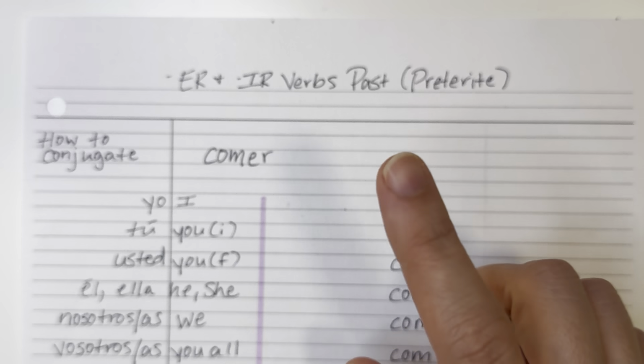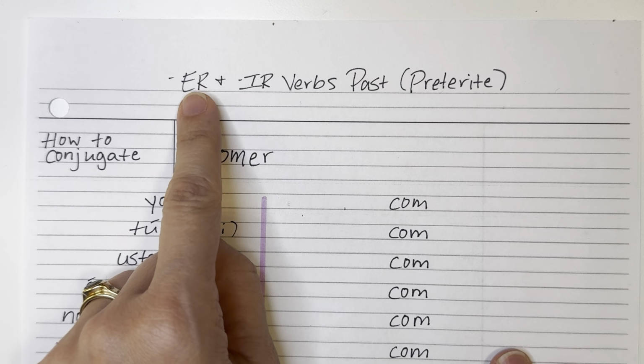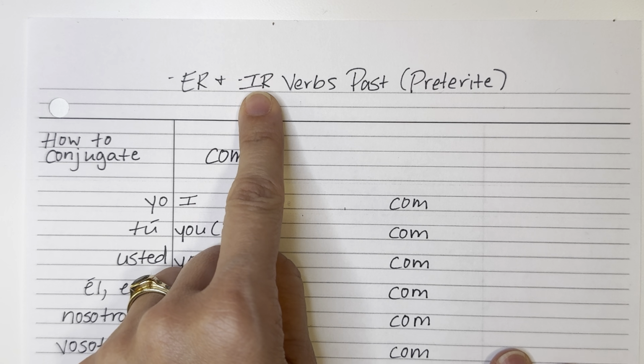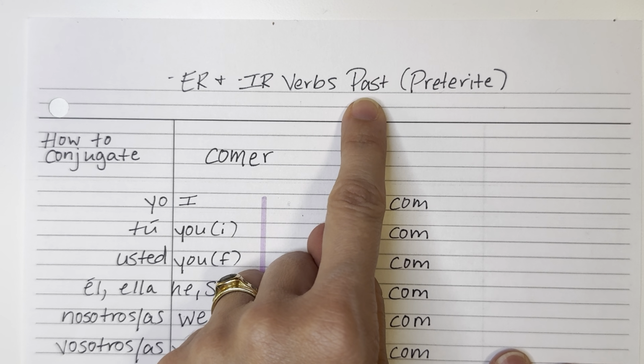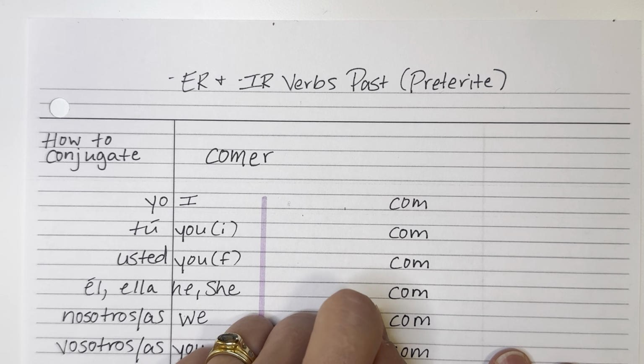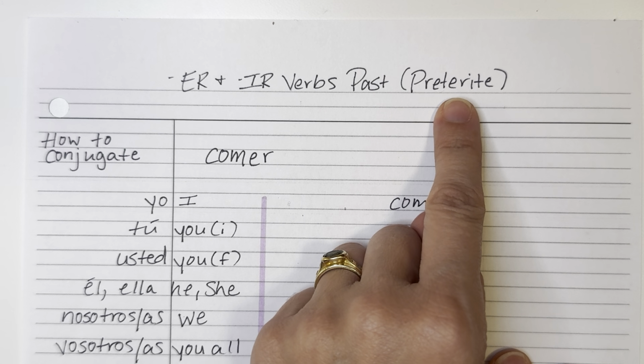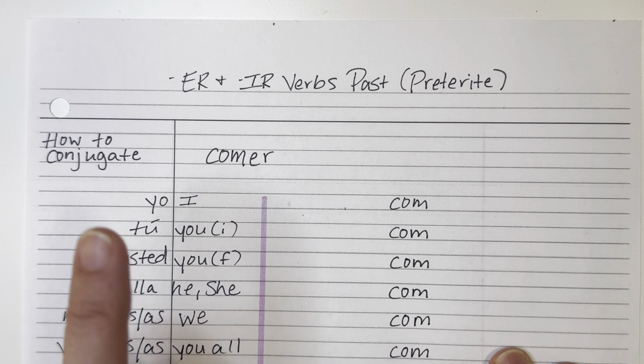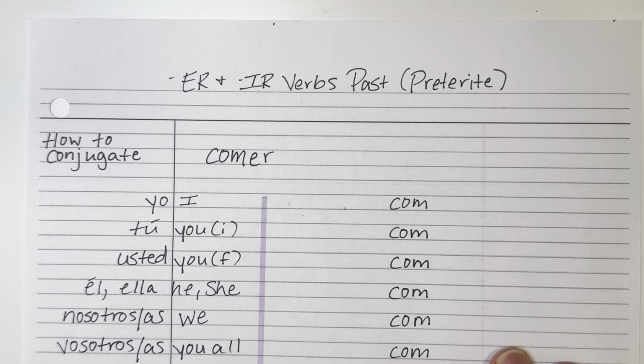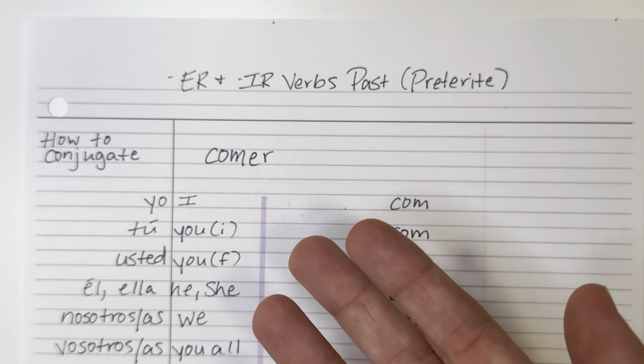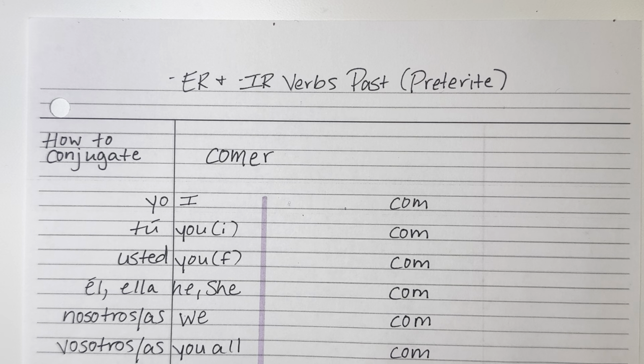Hola. In this video, we are going to learn how to conjugate ER and IR verbs in Spanish in the past tense. And there are two past tenses in Spanish. We are going to focus on the preterite tense in this video. And we are also going to focus on travel vocabulary, so verbs you would use to talk about or describe trips that you went on.